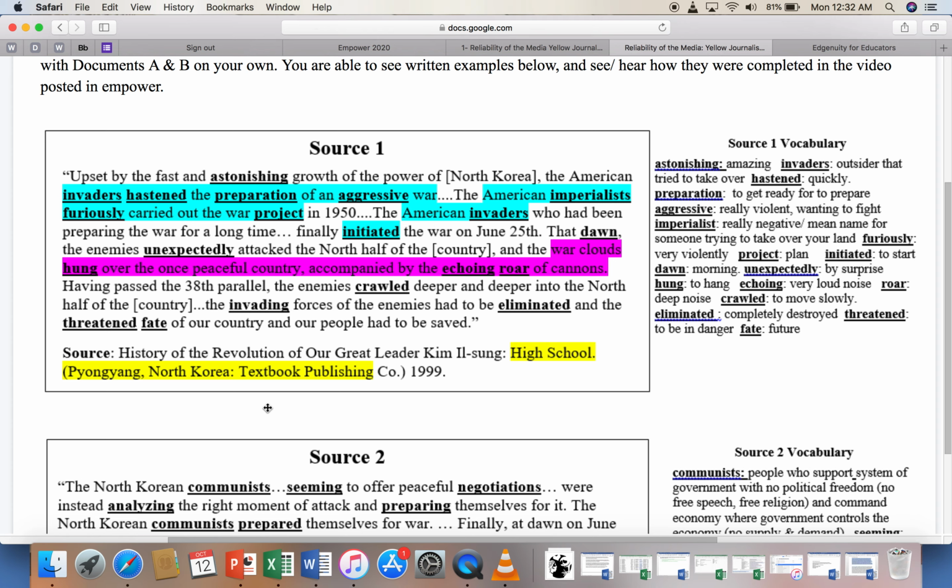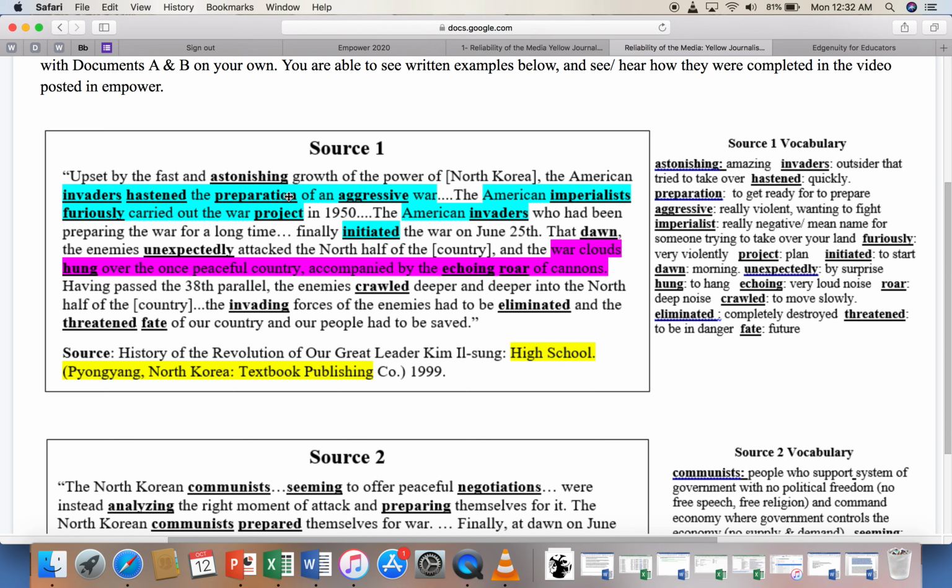And so you can see down here, the source has been clearly listed for you. This paragraph or section has been taken from History of the Revolution of our great leader Kim Il-sung, high school, so that tells you it's a high school textbook. Pyongyang, North Korea, Textbook Publishing Company, 1999. So right there, we know that this was published in Pyongyang, North Korea. So this book is a North Korean textbook designed for high school students.